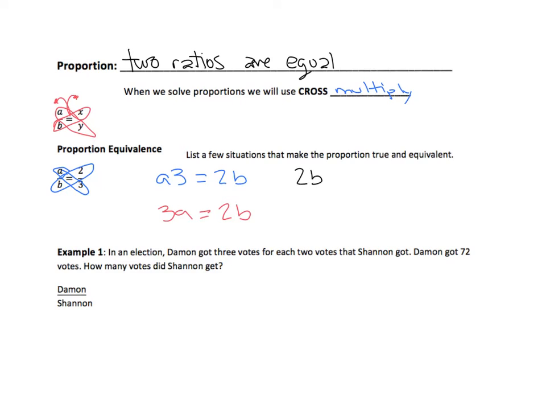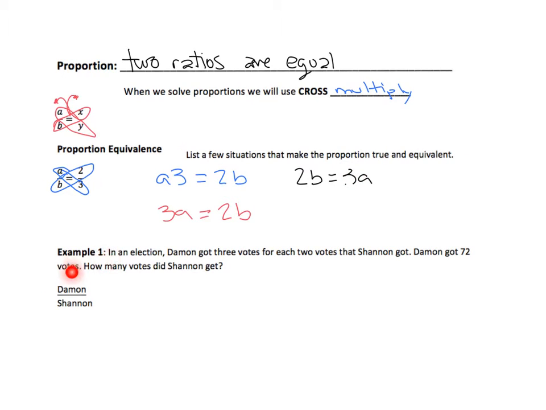You could have 2B equals 3A. Hopefully you're seeing the point here that the biggest thing is that the A and the 3 match up together always, and the 2 and the B always match up together. But notice they can be on any side of the equal sign as long as those match up. You can pretty much write it any other way.